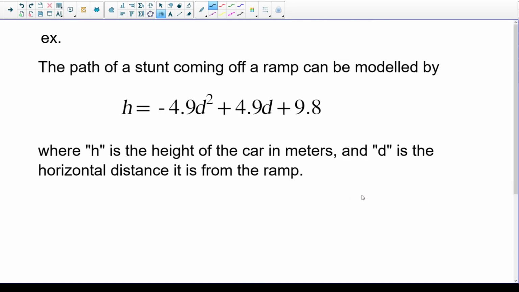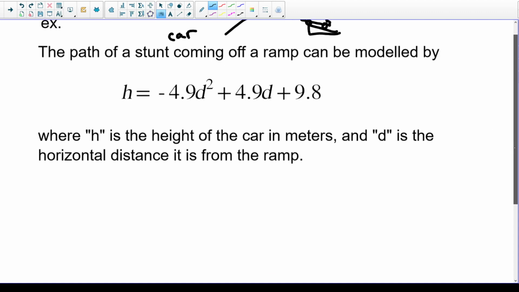So here's another physics question. The path of a stunt car coming off of a ramp can be modeled by that equation. I forgot the word car there, sorry folks. So you've got a ramp here, you've got a car, terrible car, coming off of the ramp, okay? Where h is the height of the car in meters and d is the horizontal distance it is from the ramp. So we want to find out all of the similar things that we found out before.